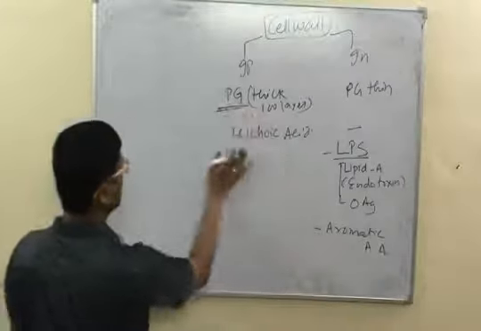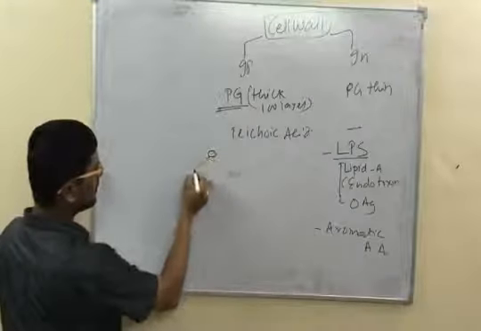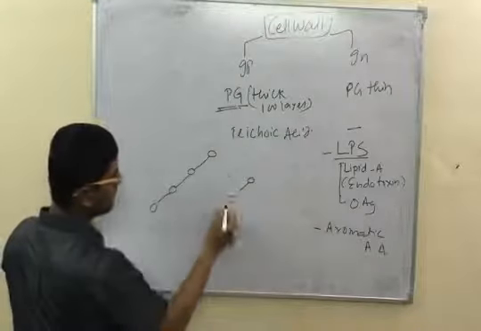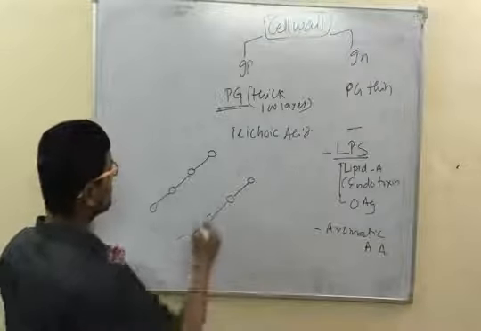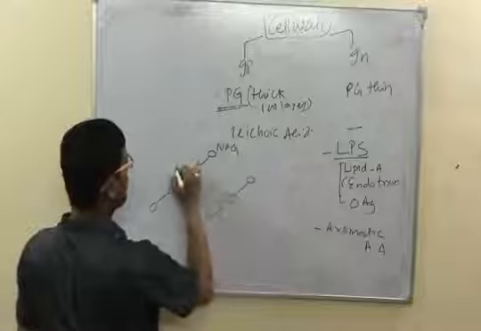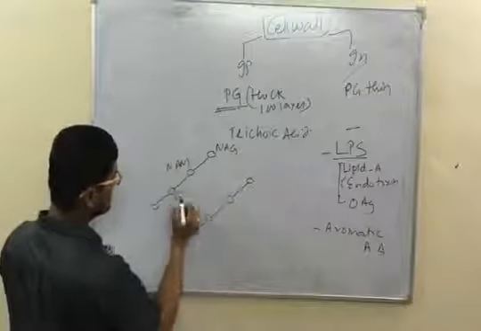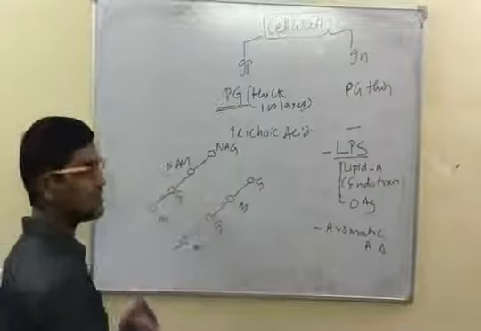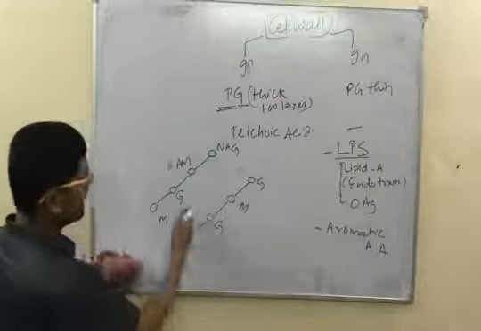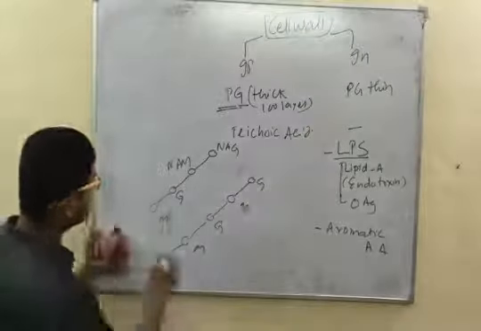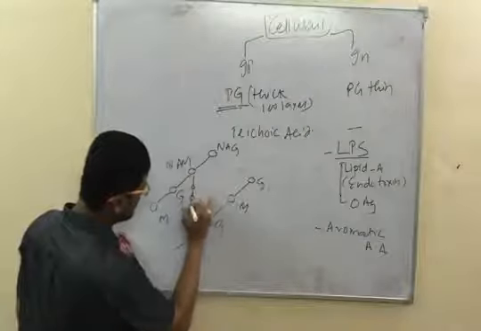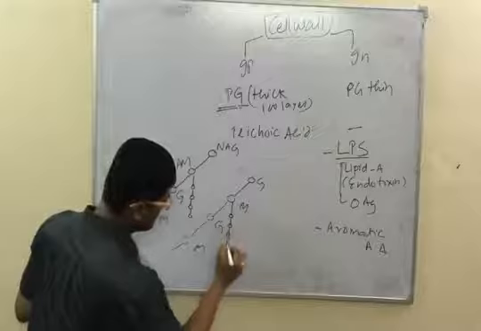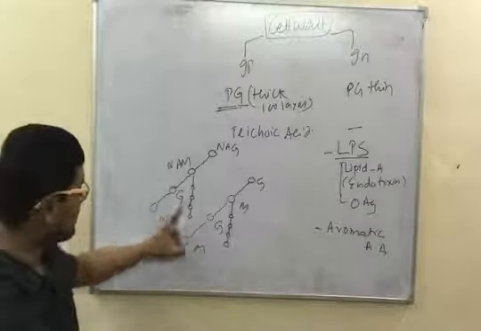So coming to the peptidoglycan layer, the structure is like this. Peptidoglycan layer is composed of several layers. In gram-positive there are almost 100 layers, and each layer is composed of alternate NAG and NAM molecules. NAG stands for N-acetylglucosamine, NAM stands for N-acetylmuramic acid. From each NAM molecule there is a side chain which is composed of 4 amino acids, so a tetrapeptide side chain.